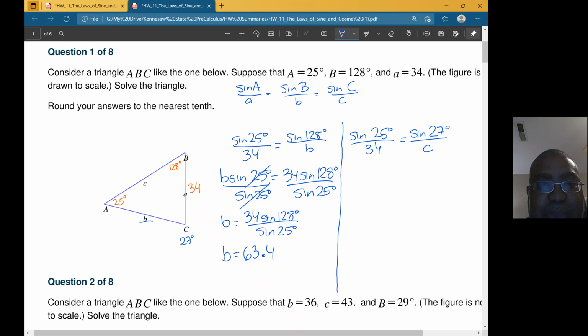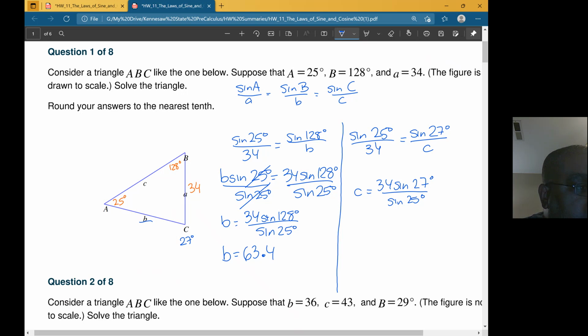Okay, if you look at the pattern here, then we can skip a few steps and see that little c is going to be equal to 34 sine of 27 degrees over sine of 25 degrees. Let's fix that. Again, skipping a few steps. Let me know if you need me to work that out, but it follows the same pattern as the one before. Okay, so let me bring this back up.